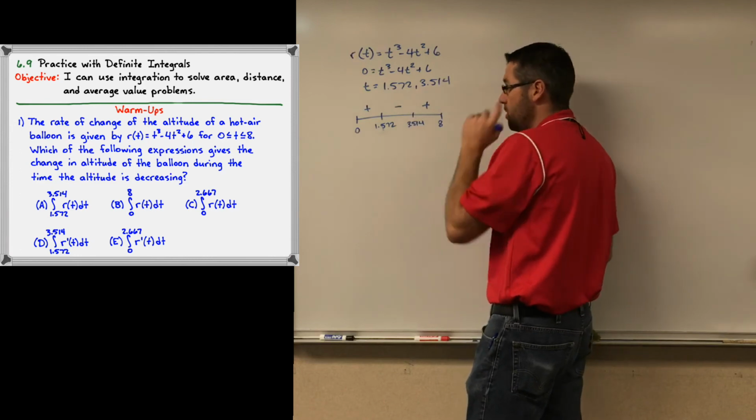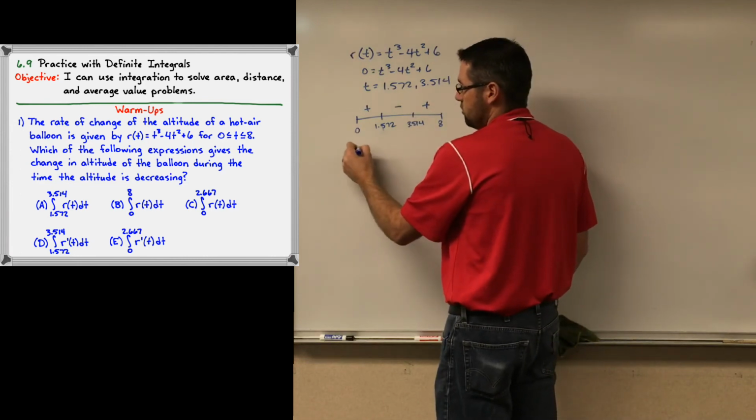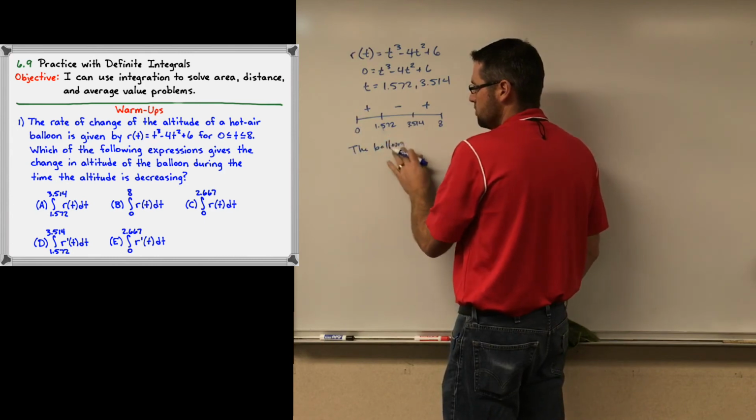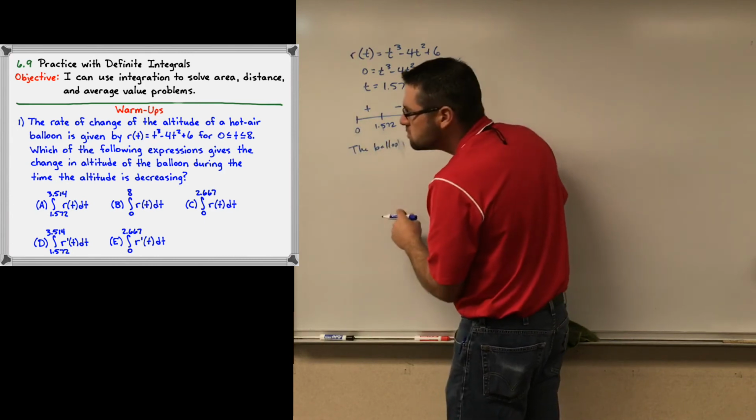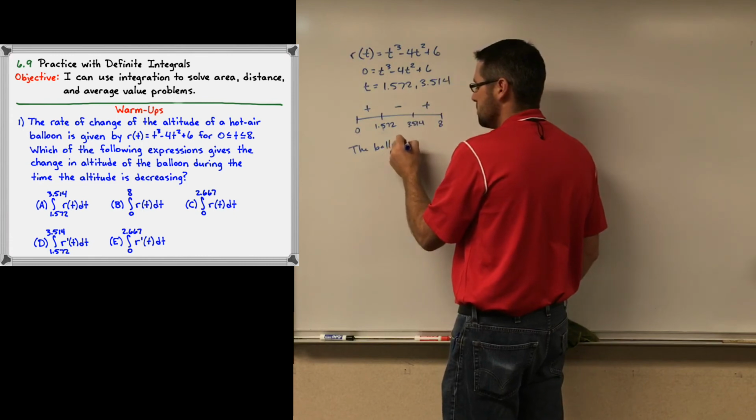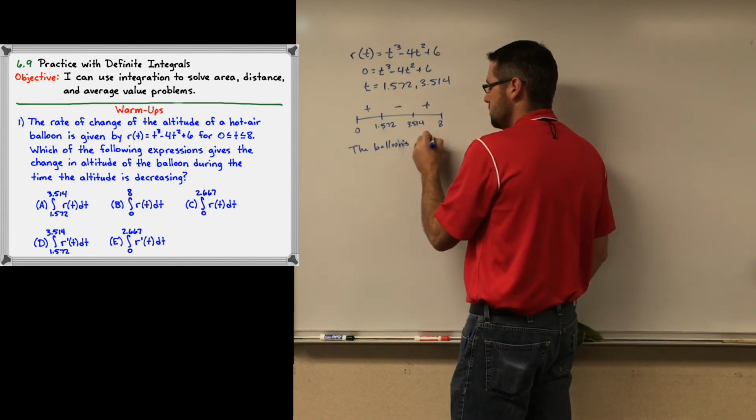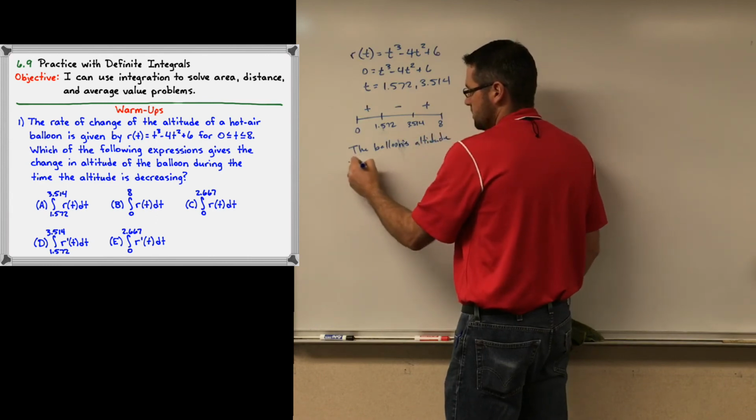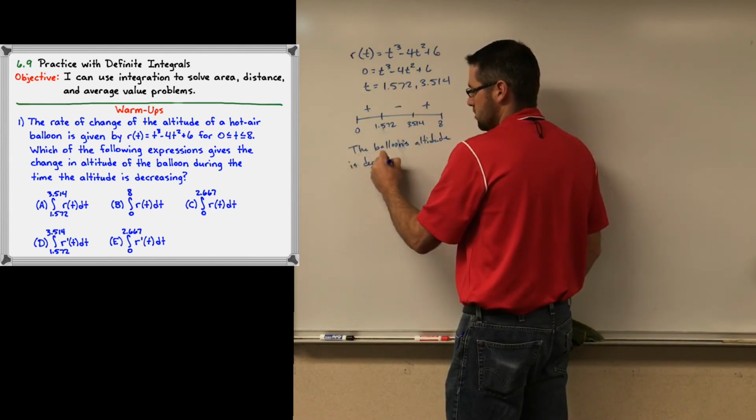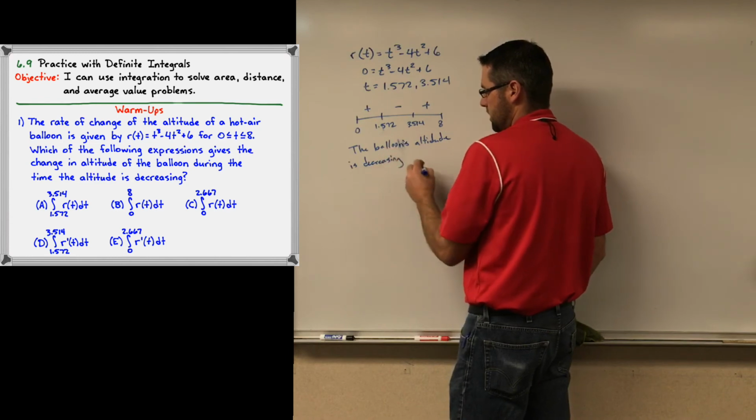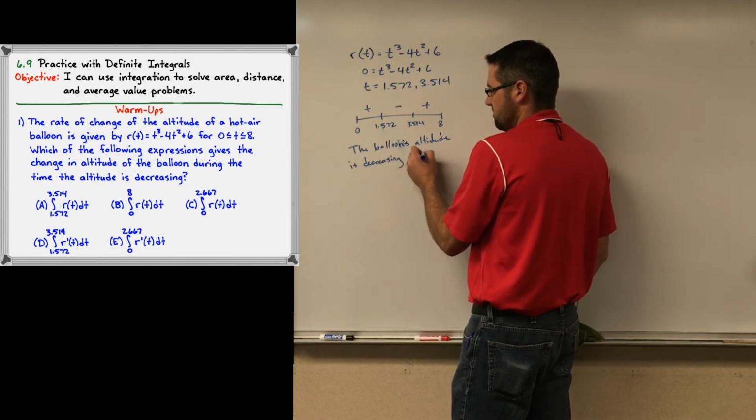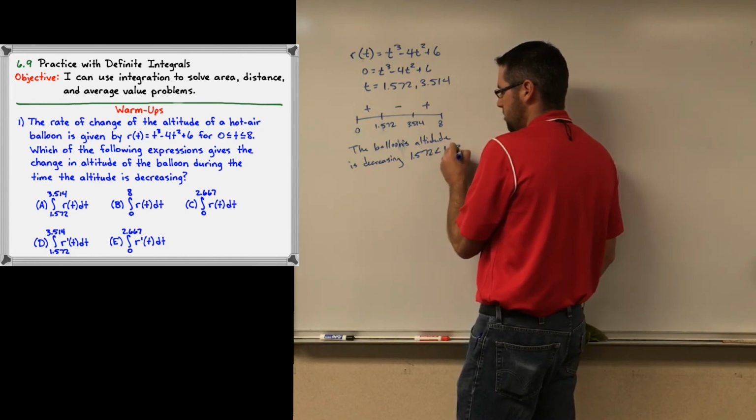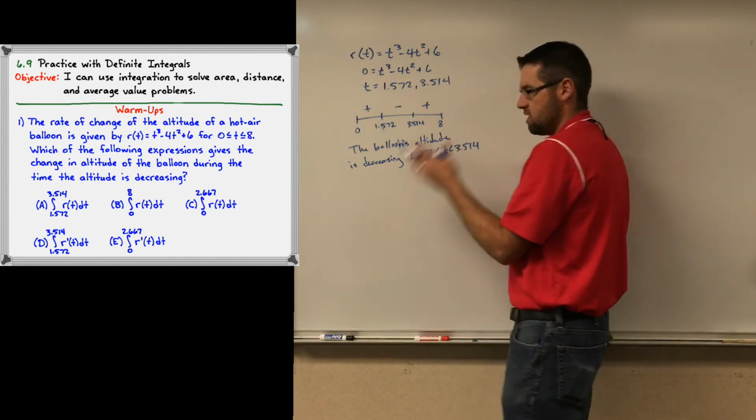Okay, so we would say the balloon's altitude is decreasing when 1.572 is less than t less than 3.514. You guys okay with that? Okay, so that's the first thing.